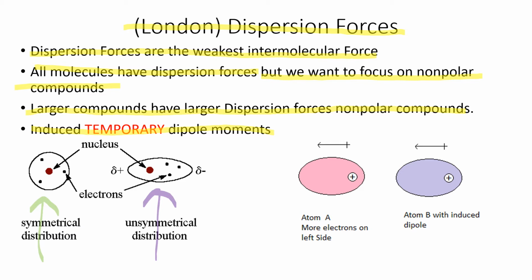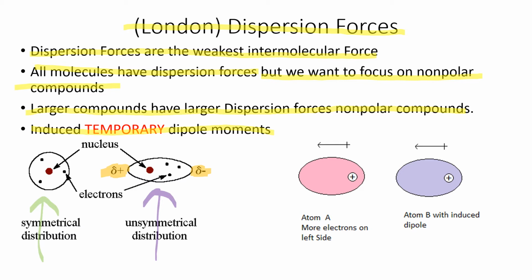Well, what that means is at that one moment, that one small instant in time where you have that unsymmetrical distribution, that molecule is polar. It's not permanently polar, it's not always polar, because at a different instant in time, it's not going to look like this. But at that one instant in time, you can see that unsymmetrical distribution. That molecule at that instant is polar. It would have a partial negative end and a partial positive end.